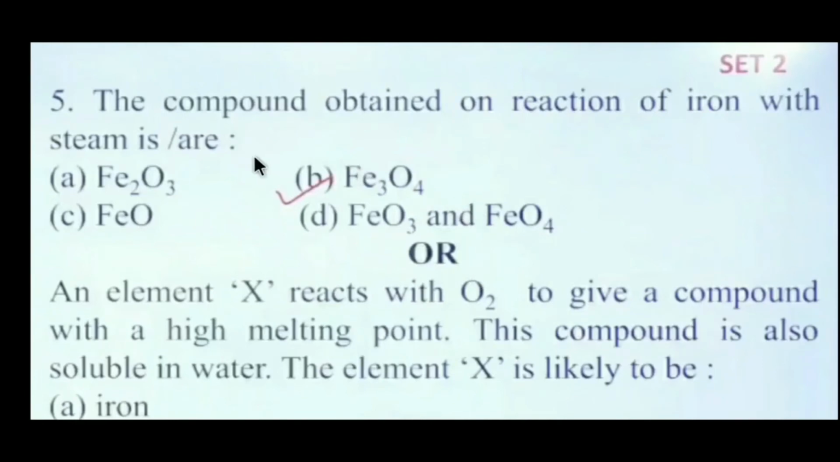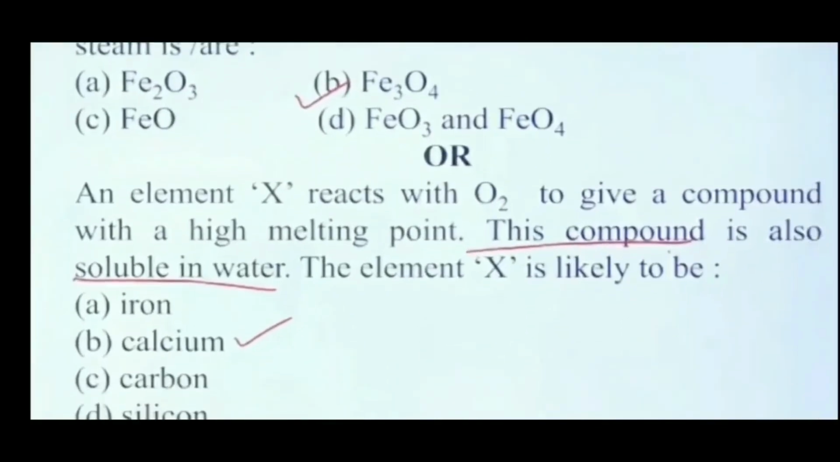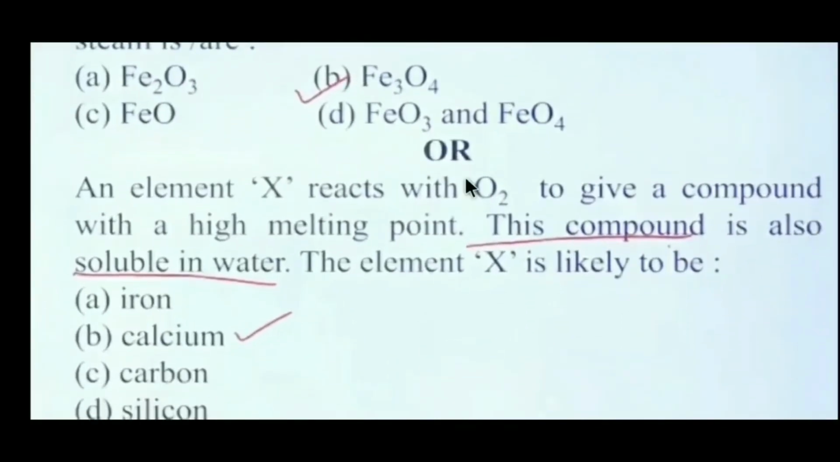बाद में ऐसा क्वेश्चन भी था, the compound obtained on reaction of iron with steam is? So the answer is Fe3O4. And an element X reacts with O2 to give a compound with a high melting point. This compound is also soluble in water. The element X is likely to be, answer is calcium. कैल्शियम का मेल्टिंग पॉइंट हाई और soluble in water.